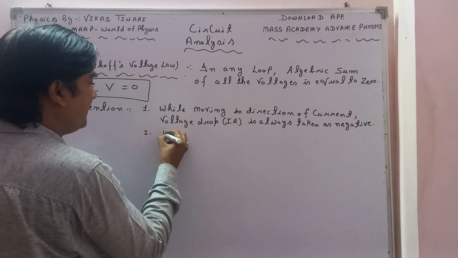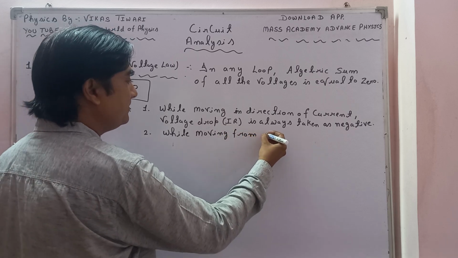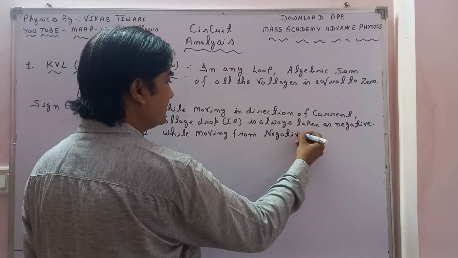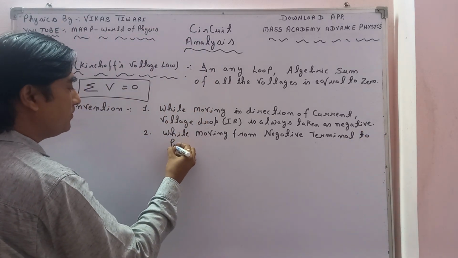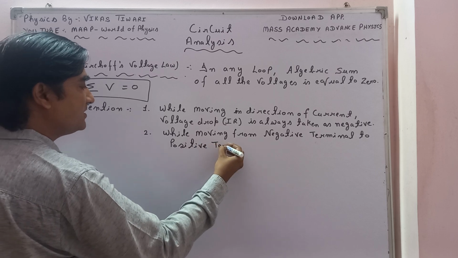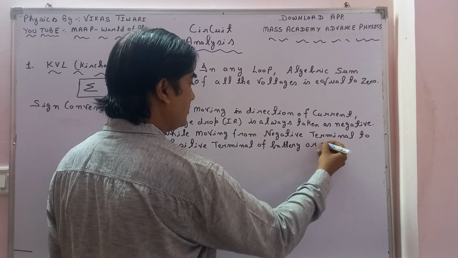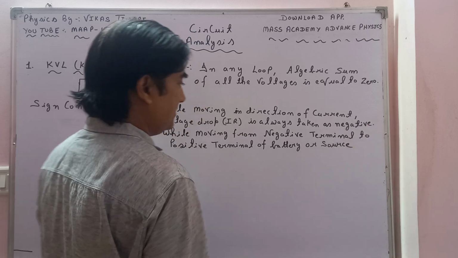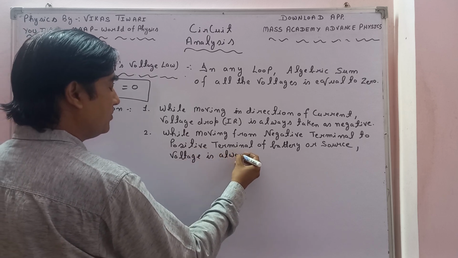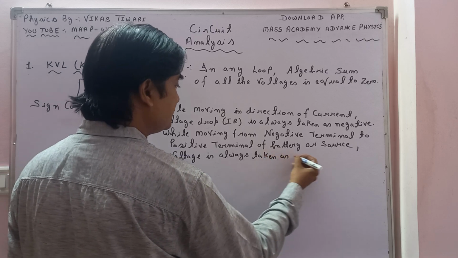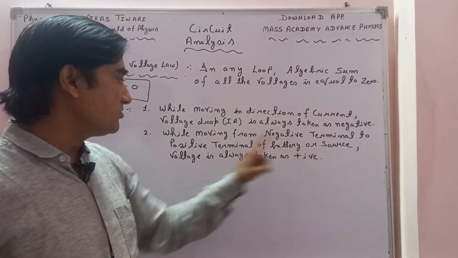And the second one is, while moving from the negative terminal to the positive terminal of a battery or source, the voltage is always taken as positive.